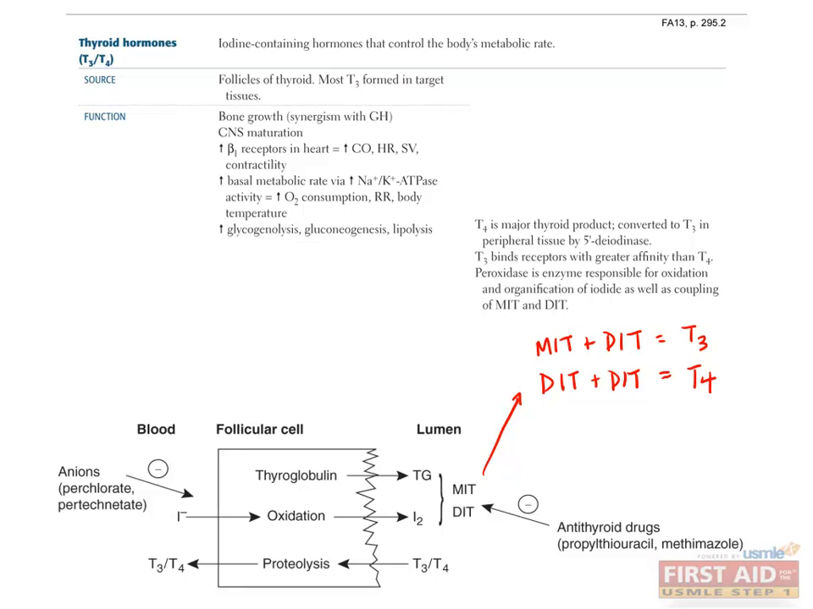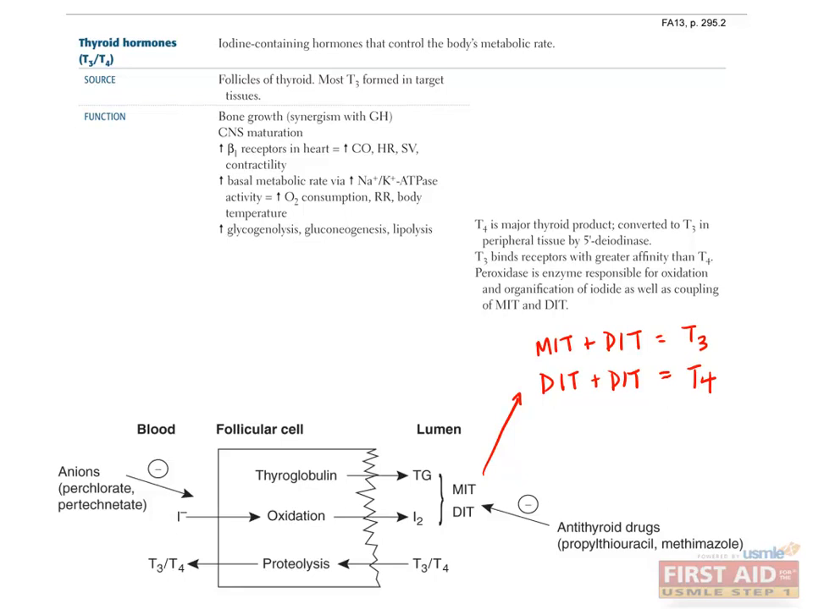In brief, thyroid hormone increases sodium-potassium ATPase activity and expression, which increases oxygen consumption, the respiratory rate, and body temperature. It also upregulates glycogenolysis, gluconeogenesis, and lipolysis to increase ATP production. Additionally, thyroid hormone upregulates the number of beta-1 receptors in the heart, which leads to an increase in heart rate, stroke volume, contractility, and therefore cardiac output as well. This is the reason why hyperthyroidism is associated with palpitations.